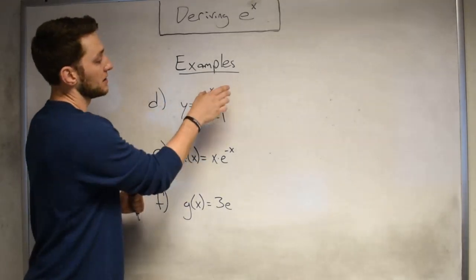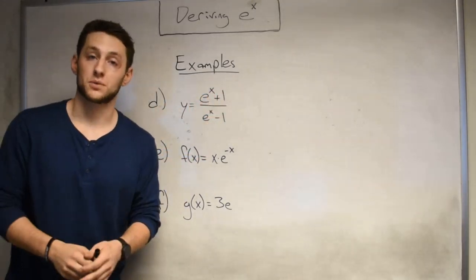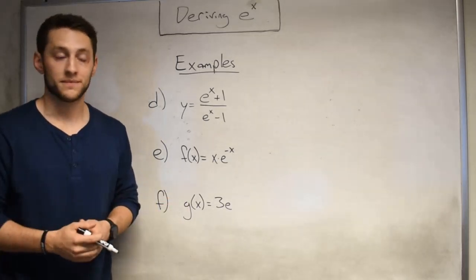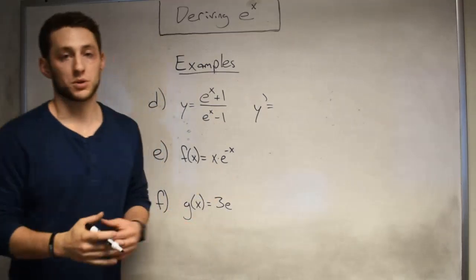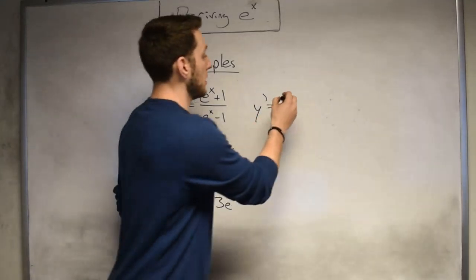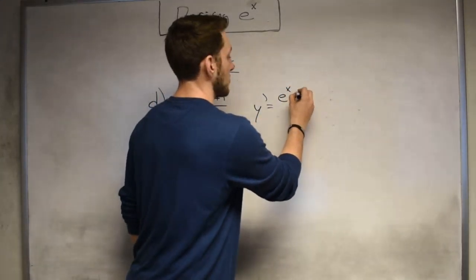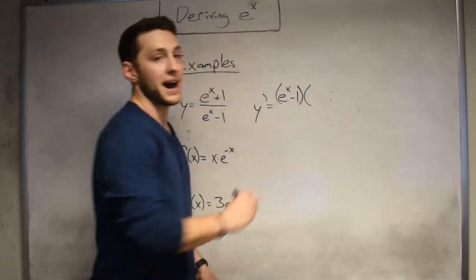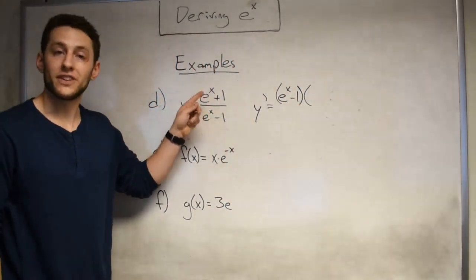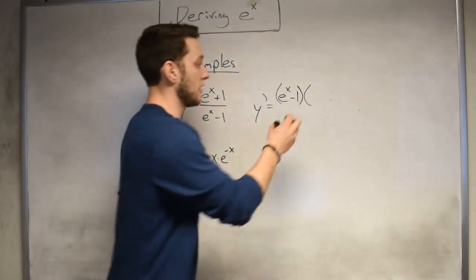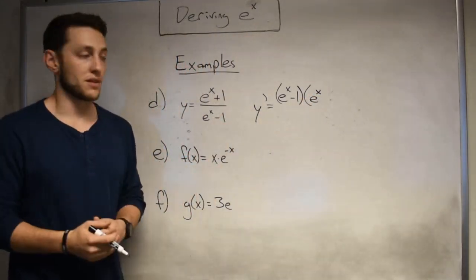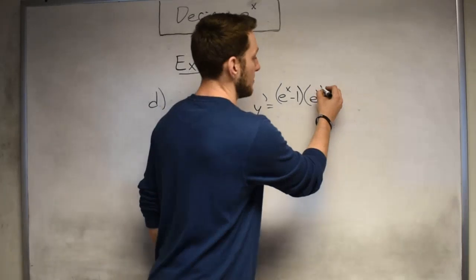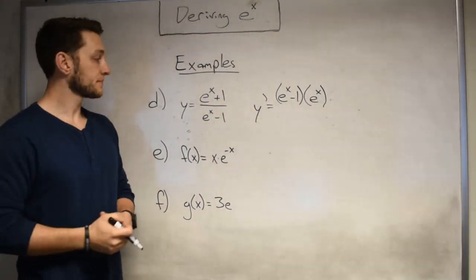Well, I have something divided by something, so the big picture rule will be a quotient rule, meaning my derivative will follow the quotient rule pattern. Low, e to the x minus 1, times d high. The derivative of e to the x is just itself, and then the derivative of 1 becomes 0, so d high ends up being e to the x.